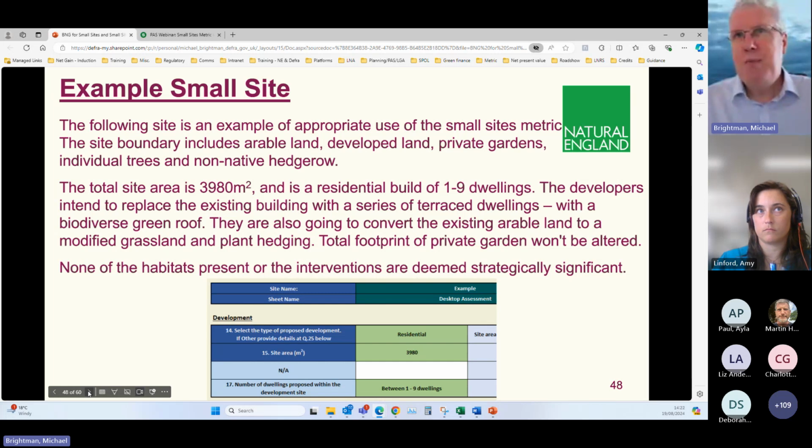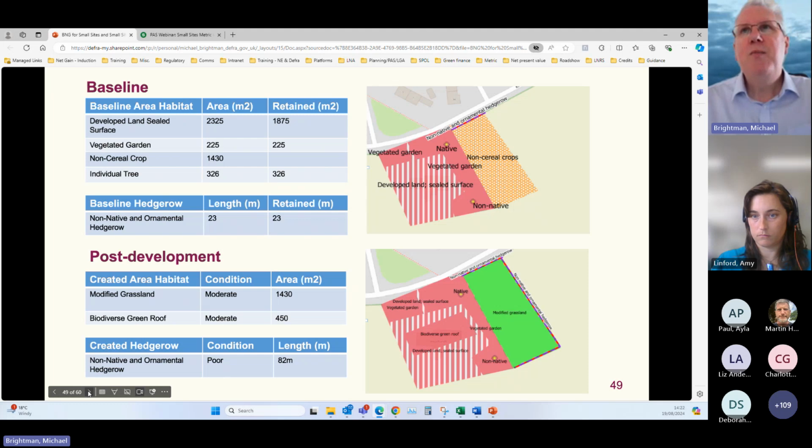In this example, the developers intend to replace the existing building with a series of terrace dwellings and add a biodiverse green roof. In addition, they're also going to convert the existing arable land to modified grassland and plant some hedging. The total footprint of the private garden won't be altered, and none of the habitats or interventions are deemed strategically significant. So let's take a look at it in a bit more detail.